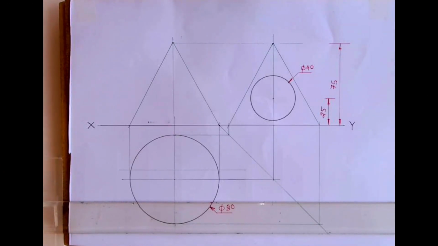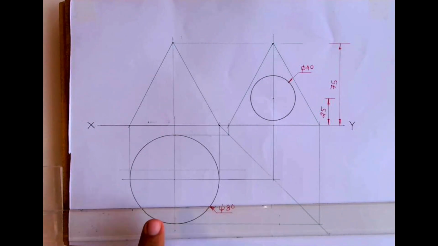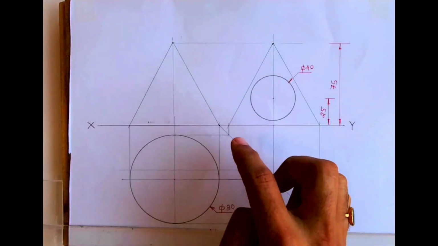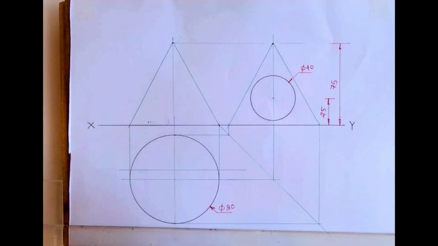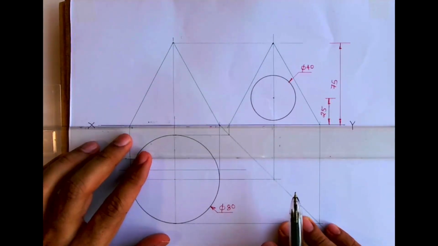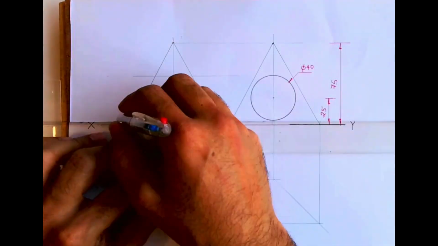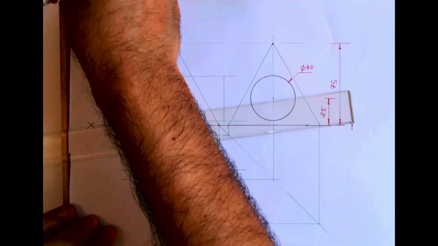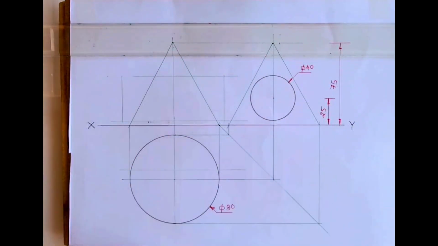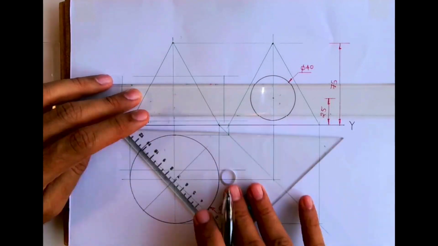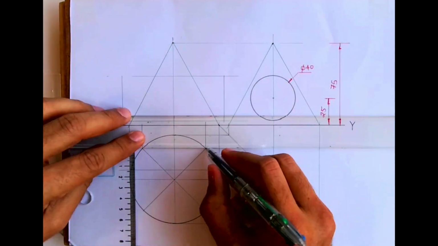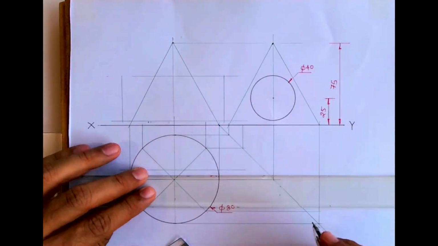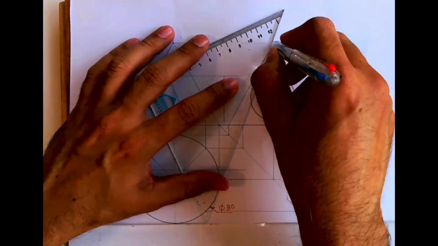Welcome to Technical Drawing. Today we are going to solve this sum. We have an intersection sum where we have a cone and a circular rod, right? It is passing through that cone. So I'm just assuming, see this. First I will divide the circle into 8 parts. Like this.